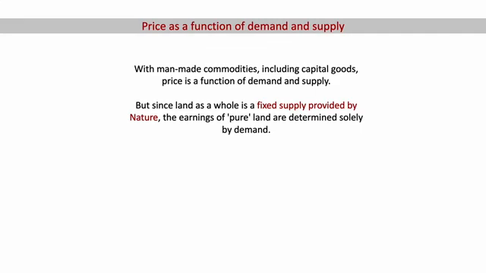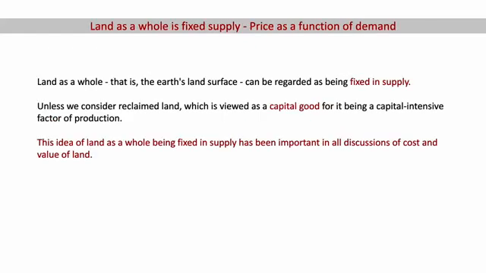But here we are talking about land, which is provided to us by nature and is available in fixed supply if we consider pure land, that is the surface of the earth. So it is important to think that the supply is fixed for land, and yet we say that the price is a function of demand and supply. So how is price going to be determined when supply is fixed? And what do we mean when we say the supply is fixed?